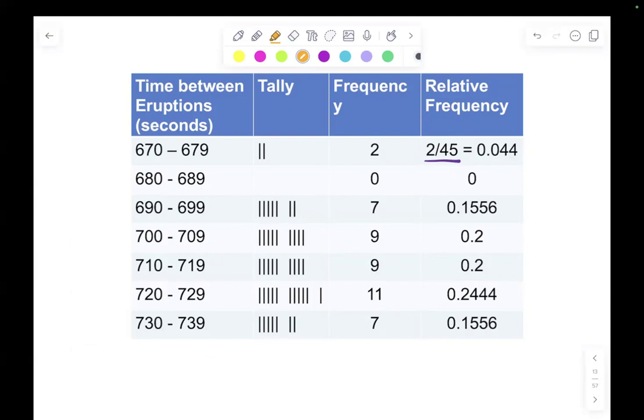So this looks good. I have all of my data and I have them split into bins and I have the frequency and the relative frequency. Now I'm ready to make my histogram.